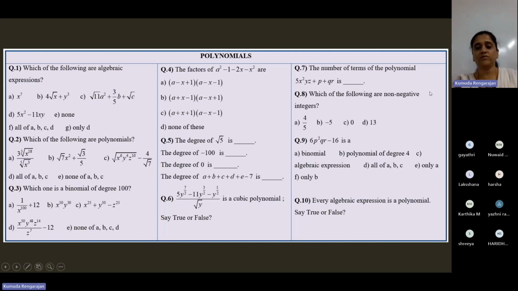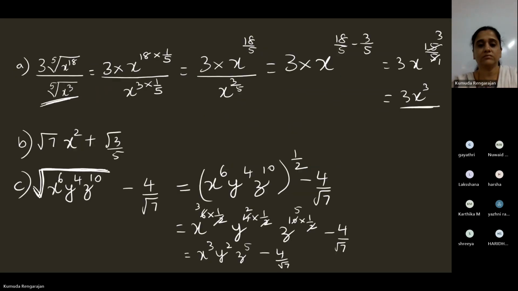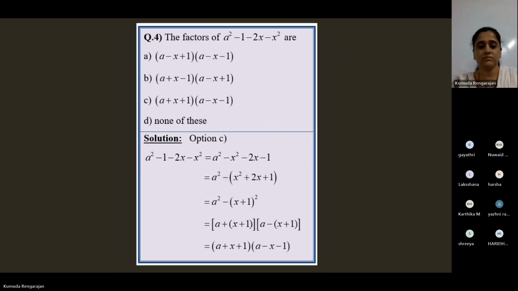Yeah, the factors of a square minus 1 minus 2x minus x square are. Take down the answer. This is of 8th standard. Try to understand and then I'll explain.